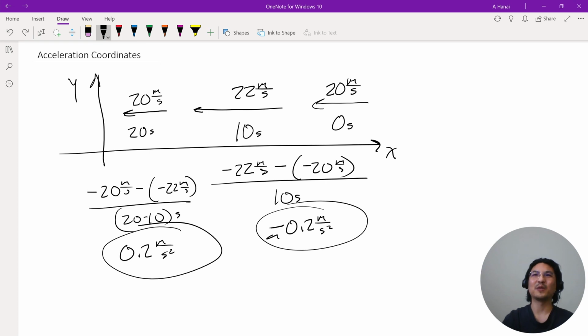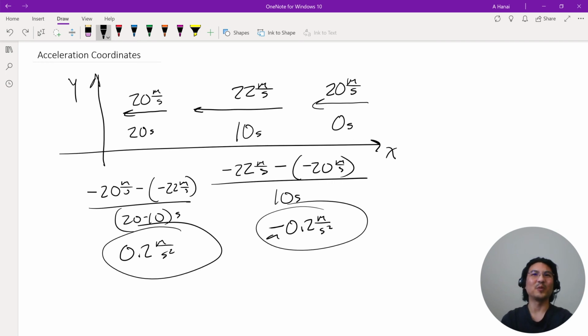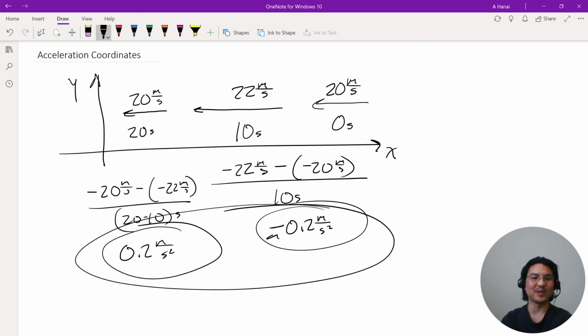If we pick coordinates instead, like where x was going this way, then yeah, this would have been positive acceleration and this would have been negative acceleration. But I just want to point out that, right, it just depends on your choice of coordinates.